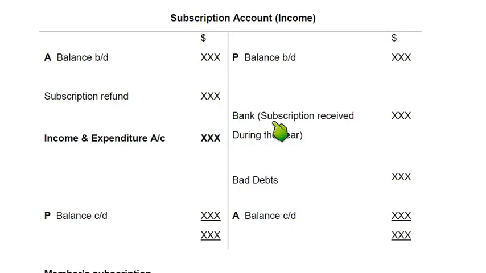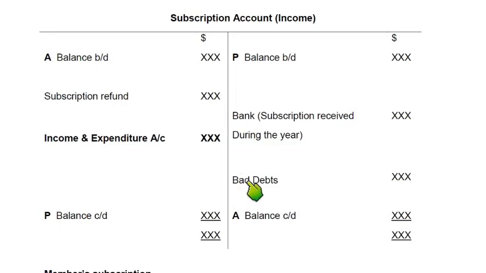So we need to make the opposite entry. Bank account will be credited because money is going out of the bank, and the subscription account will be debited. Now why is the subscription debited? Because it was an opening liability for us. We needed to pay that money, and we have returned it to them. Therefore we'll be debiting this. A subscription refund will decrease our liability.